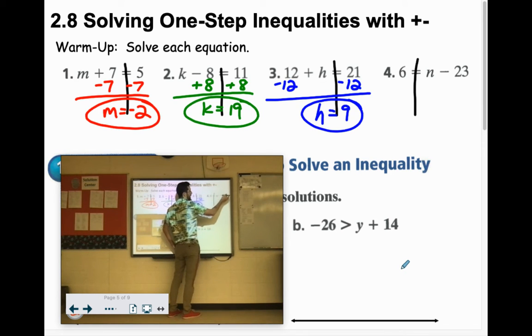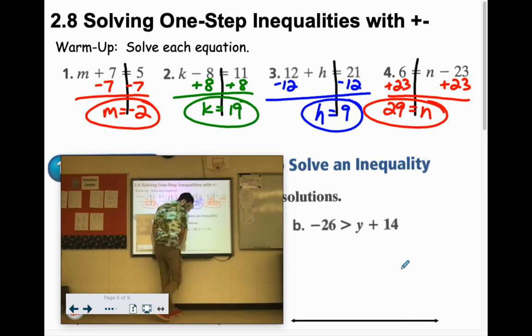I have to get rid of minus 23, so we'll add 23. 6 plus 23 is 29. Sweet.